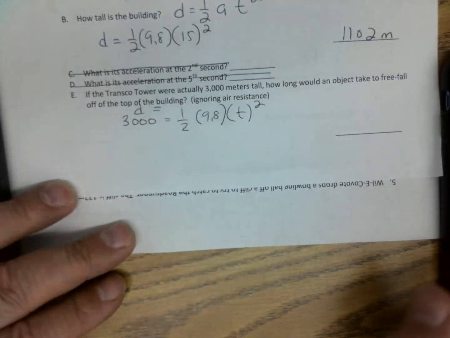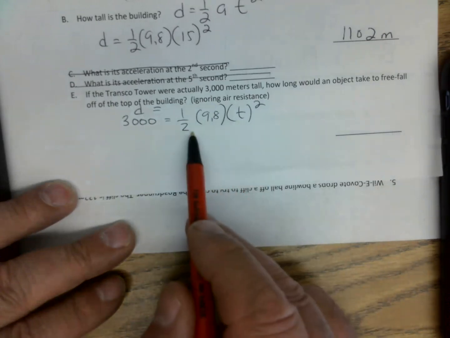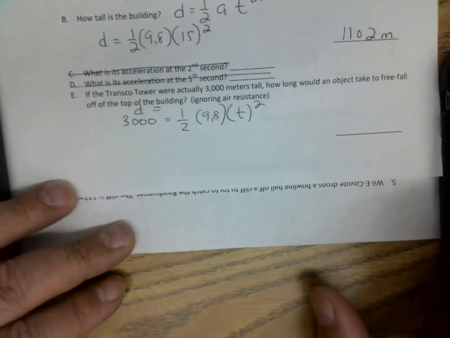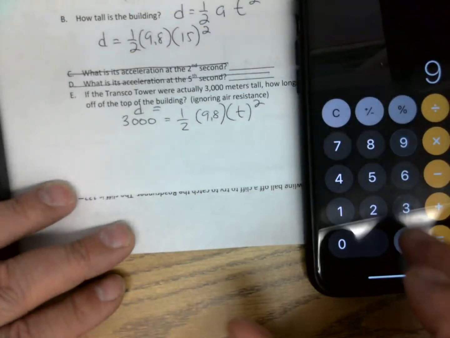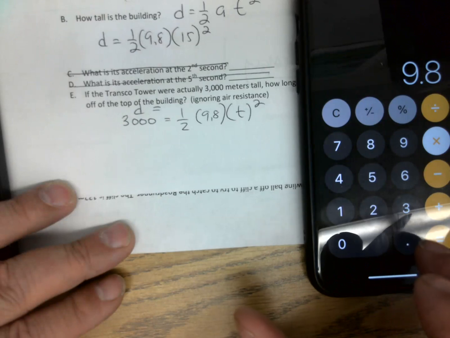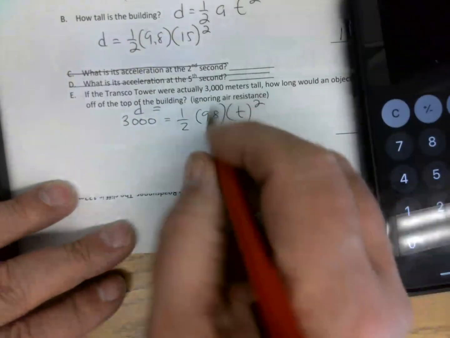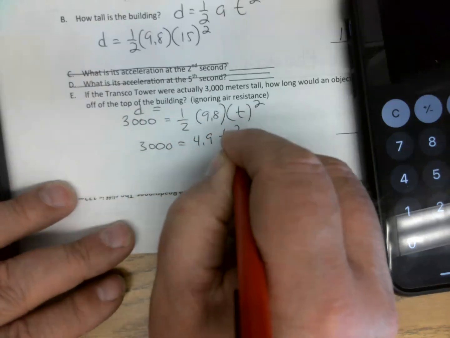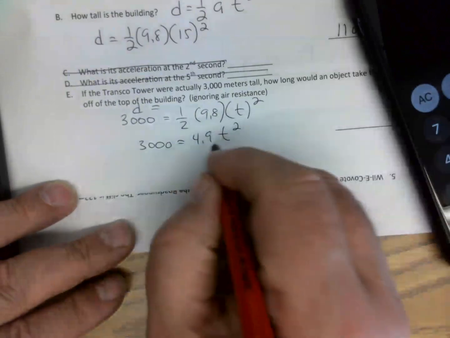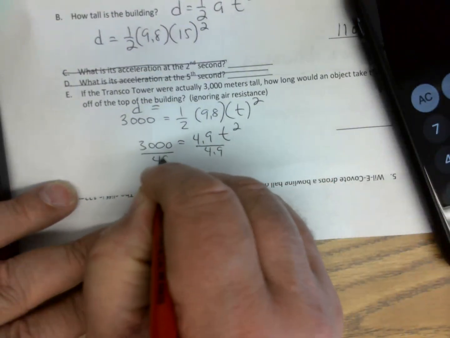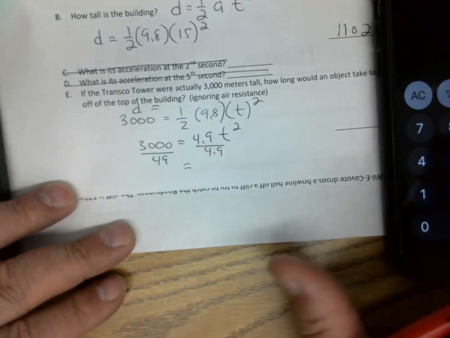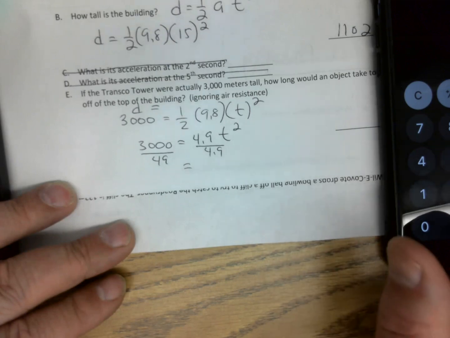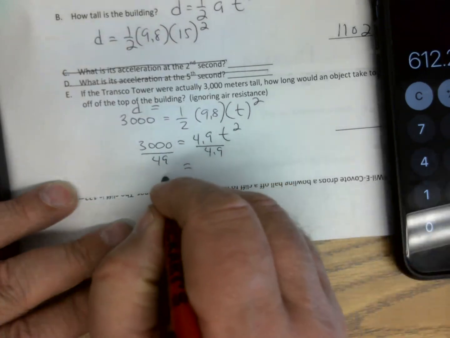Right? So we're going to plug this in, and we could move some stuff around. Let's do the math first. It's a different way of looking at it. So if we did 9.8 times 0.5, 4.9, so we have 3,000 equals 4.9 t squared. Then we're going to divide both by 4.9. That's going to give us 3,000 divided by 4.9. That gives us 612.